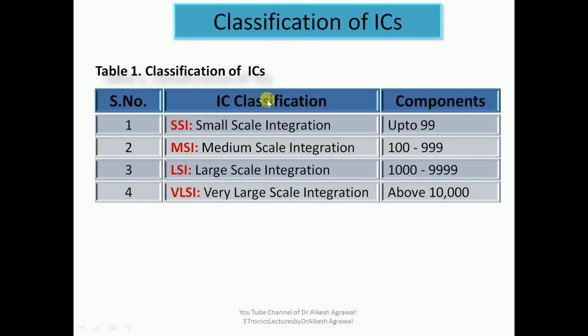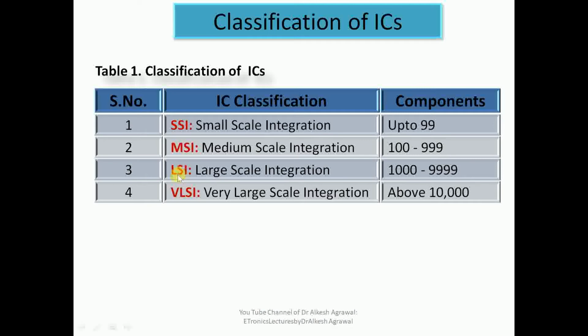Now we have the classification of ICs based on the components that are fabricated inside the chip. The first is SSI, that is small scale integration. This is the first classification of IC, which contains up to 99 electrical components inside the chip. Then another classification is MSI, medium scale integration. This particular IC contains electrical components varying from 100 to 999.